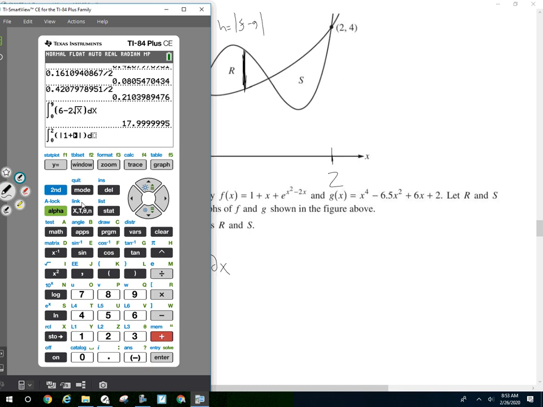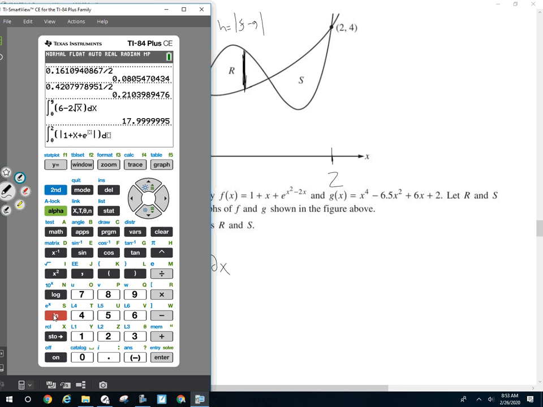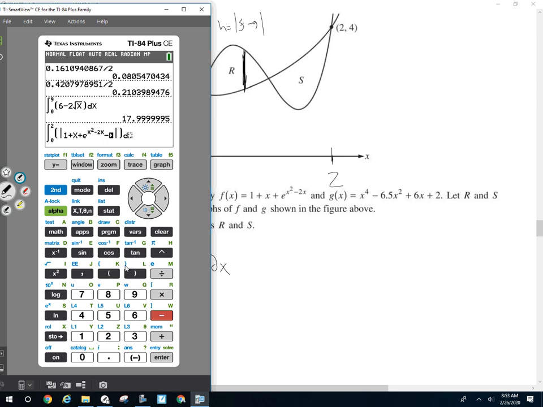Doesn't matter. 1 plus x plus e to the x squared minus 2x minus x to the 4th minus 6.5 x squared plus 6x plus 2. This is in parentheses. You're subtracting the entire value. Dx. Boom.